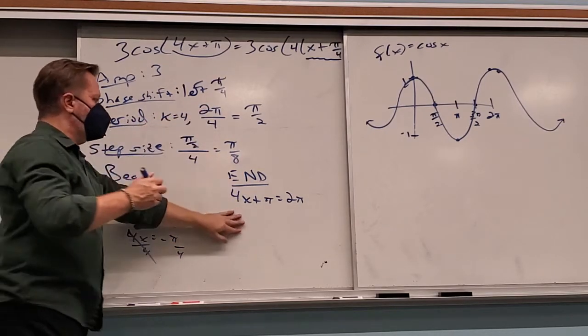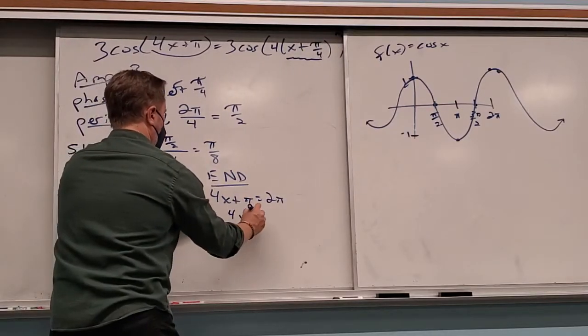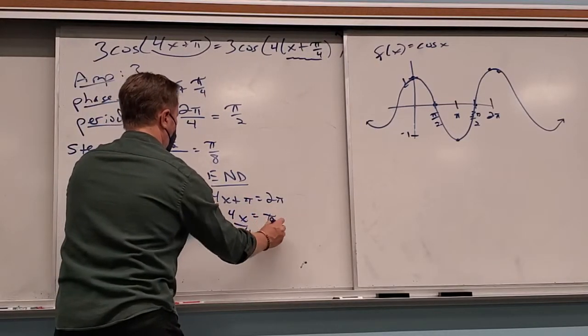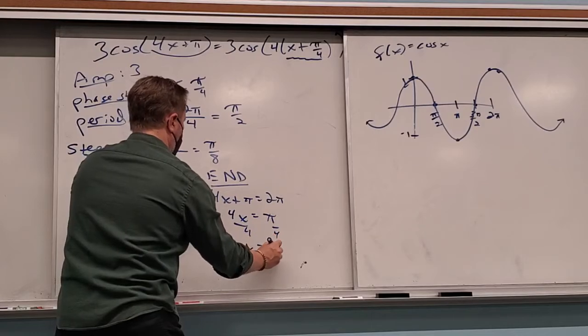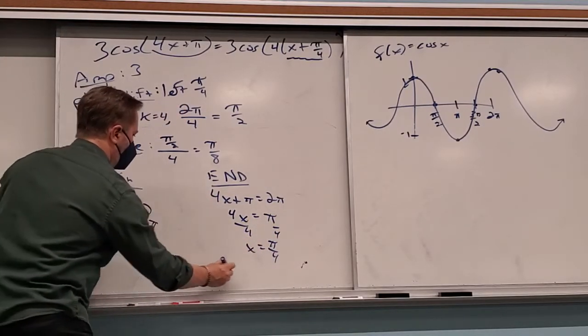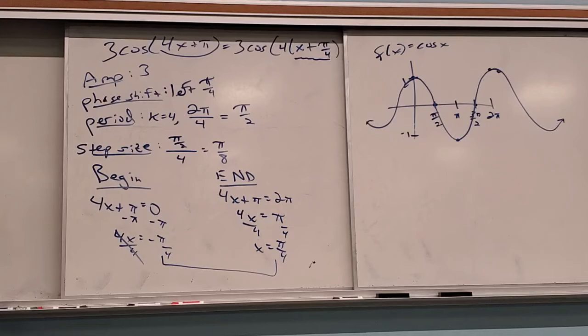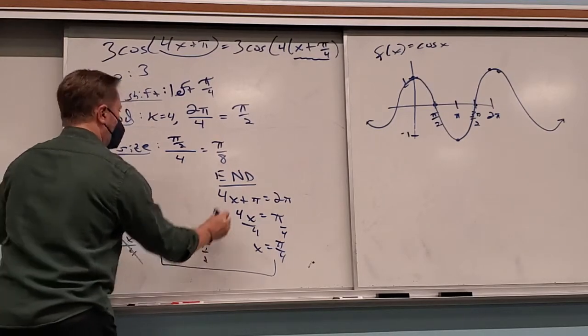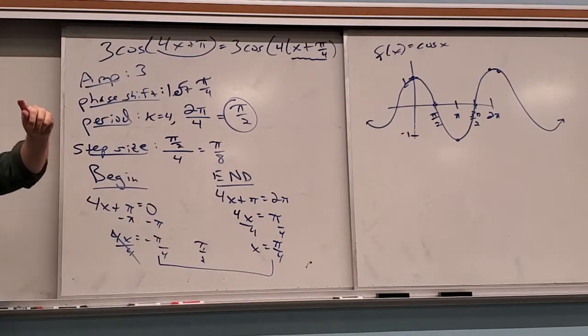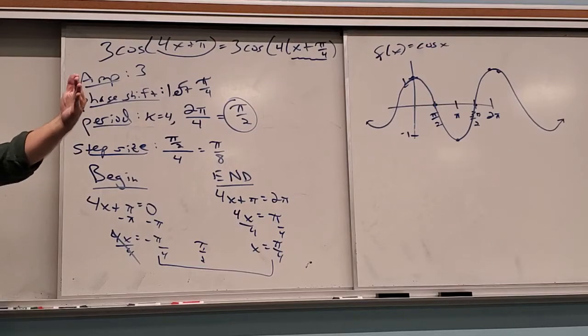And where do I end? Well, if I subtract pi, divide by 4, I'm going to end at pi over 4. Why does that make sense? Well, how far apart are those? Negative pi over 4 up to pi over 4. How far apart are those? Pi over 2. Pi over 4 minus negative pi over 4 is 2 pi over 4, which is pi over 2. Why does that make sense? Because the period is pi over 2. It should take pi over 2 to get through its whole cycle.